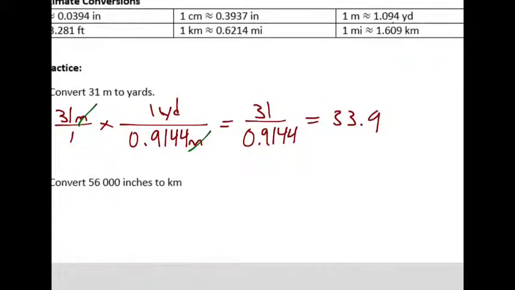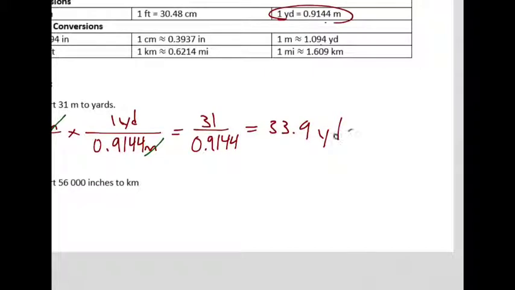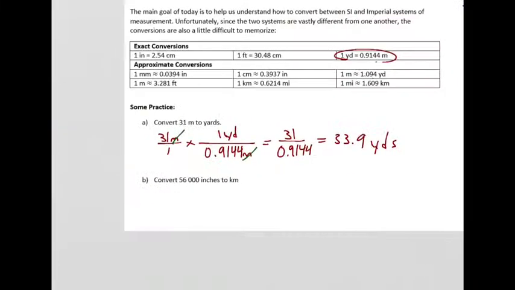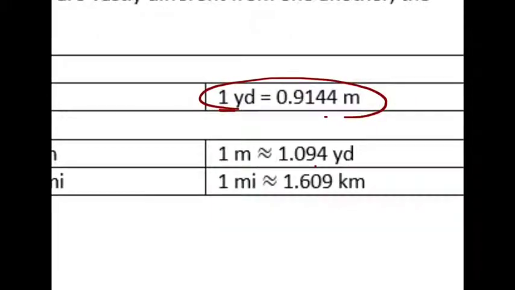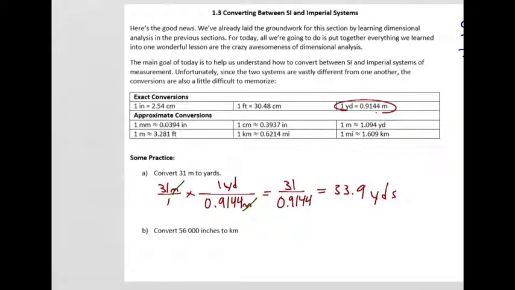33.9. I'll just keep it at 9. Yards. Does that seem reasonable? You can see how close yards and meters are. In fact, people often call this stick a yardstick. Can you see why? Because it's pretty close to being 1 meter. Right? So this would be like a referent for a yard.